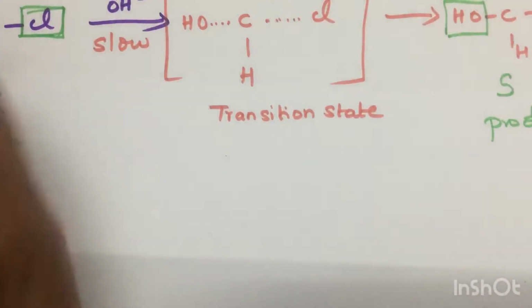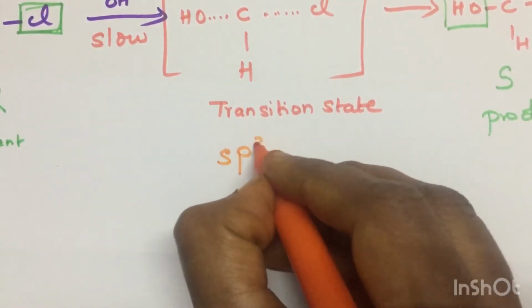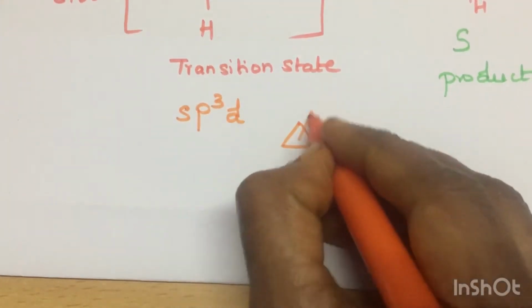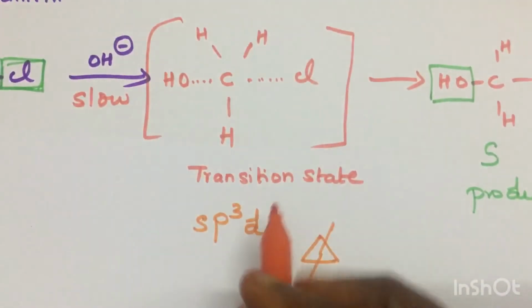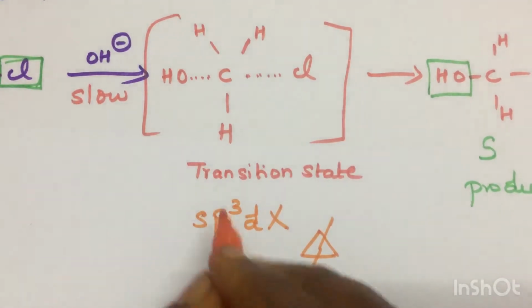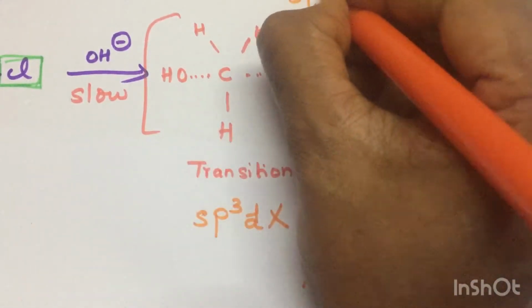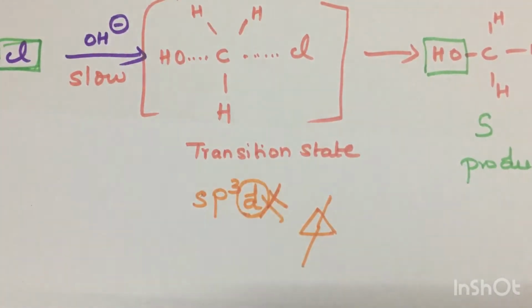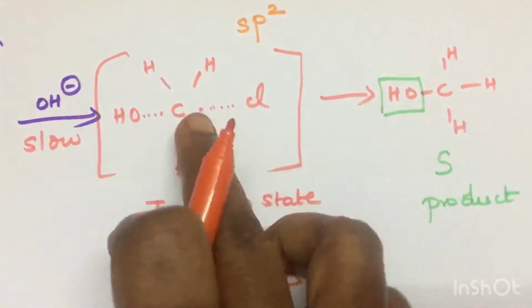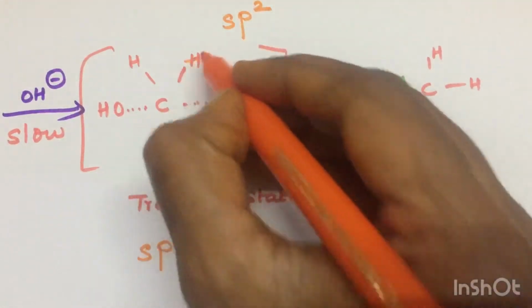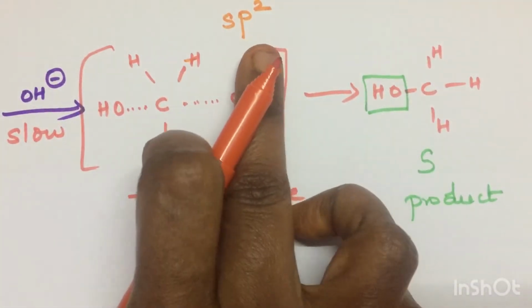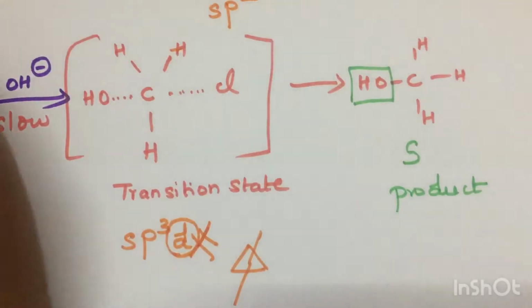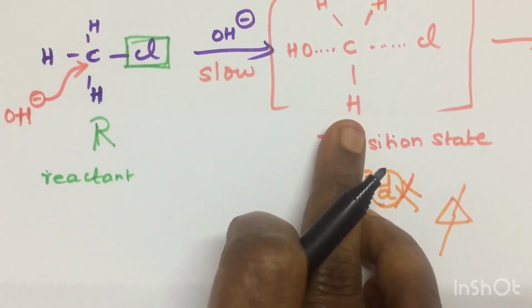There is some misassumption. People say sp3d since it looks like a trigonal bipyramidal structure. No, it is not. What hybridization is it? It is sp2 hybridized, because carbon doesn't have d orbitals. You remember this. What is the hybridization of this transition state? It is sp2. Please remember this, it is very important. And this is the rate determining step.